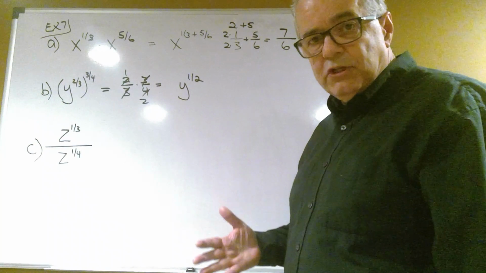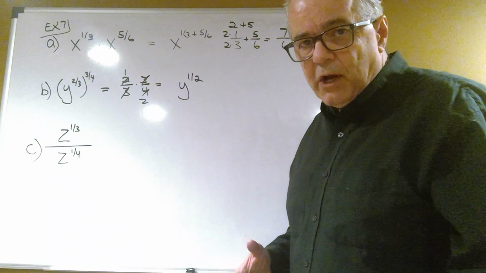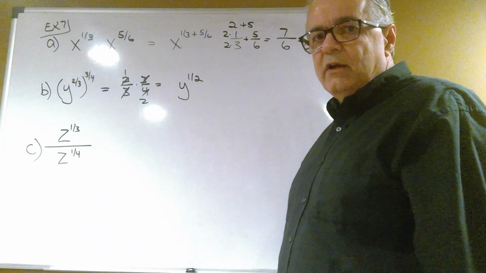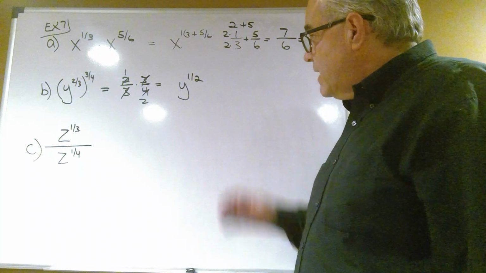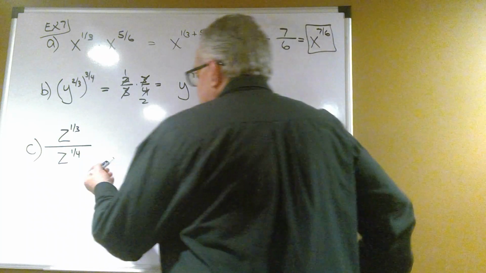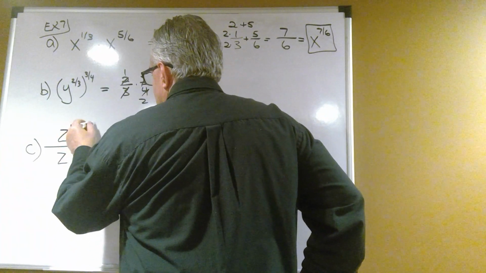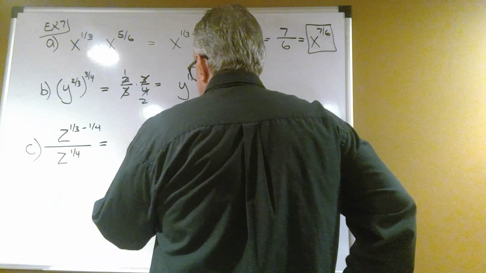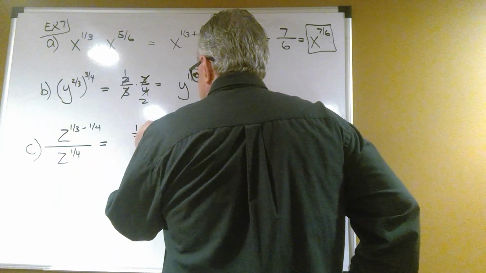All right, and then we've got C here. This is the quotient rule, so I'm going to subtract the smaller number from the larger one. If you don't know with fractions, take either one. If it's a negative, then you have to change it to positive. So if I did 1/3 minus 1/4, I know it's going to be z to something. What's 1/3 minus 1/4?